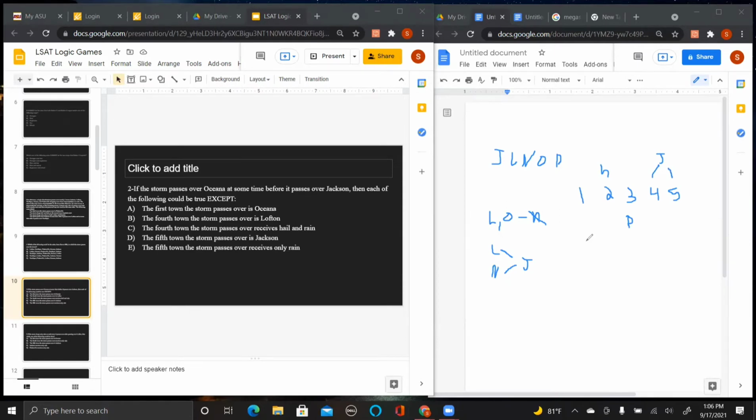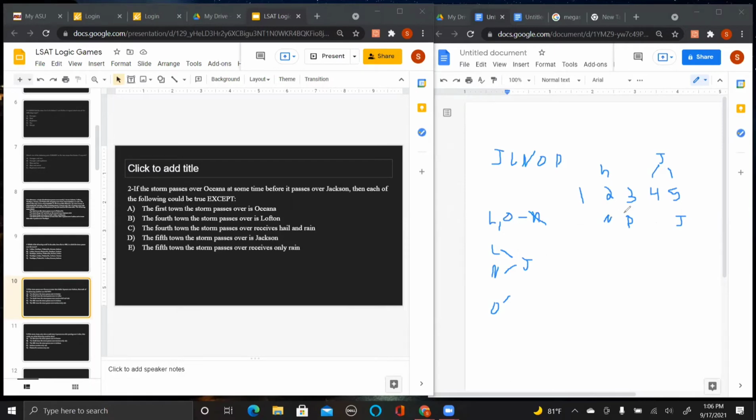So this storm passes over Oceania at some time before it passes over Jackson. Now it's a third one, right? That would be Oceania as well before Jackson. That would mean Jackson would have to be 5th, by definition, because it has 3 variables before it, and they have to fill these 1, 2, 3 spots. So Jackson there. And then in these 3 spots, Lofton and Oceania can't be in space 2, as we've discussed already. So N has to be in space 2.